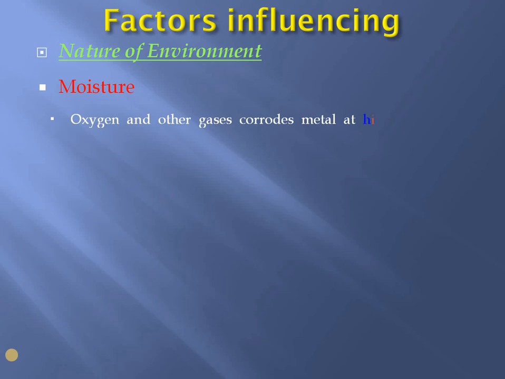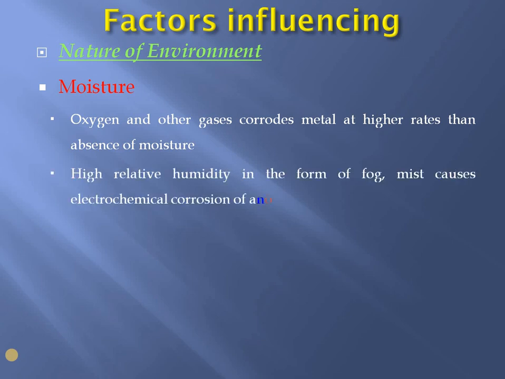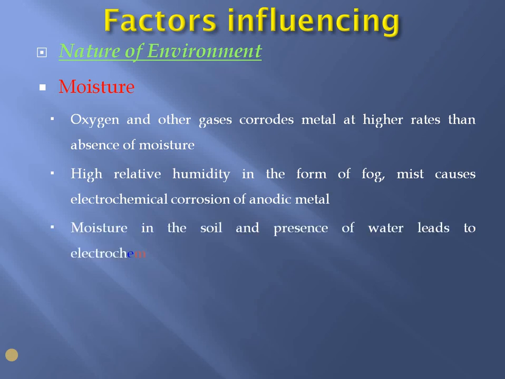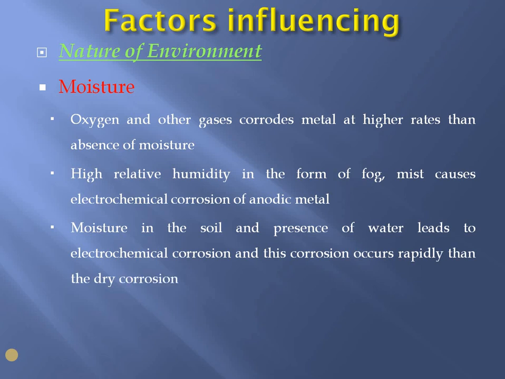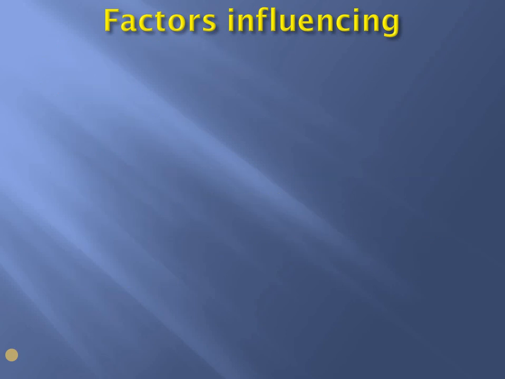Oxygen and other gases corrode the metal at higher rate in presence of moisture, and in absence of moisture the rate of corrosion will be less. High relative humidity in the form of fog, mist causes electrochemical corrosion of anodic metal. Moisture in the soil and presence of water leads to electrochemical corrosion, and this corrosion occurs more rapidly than dry corrosion.